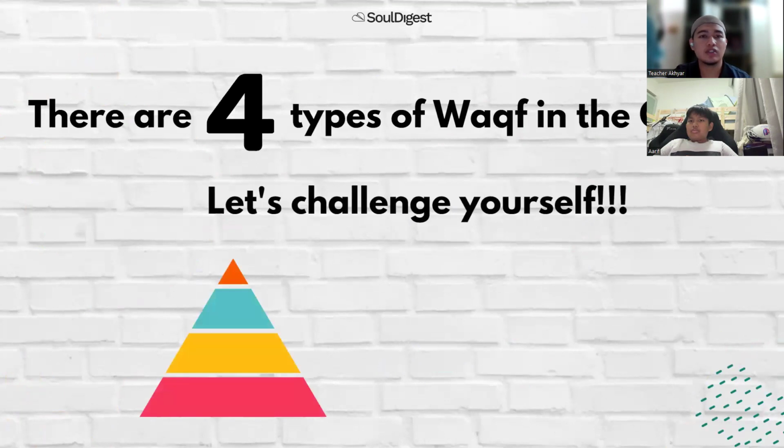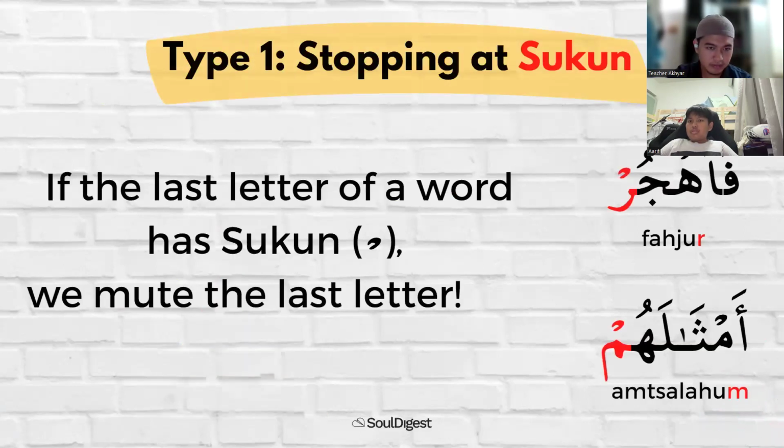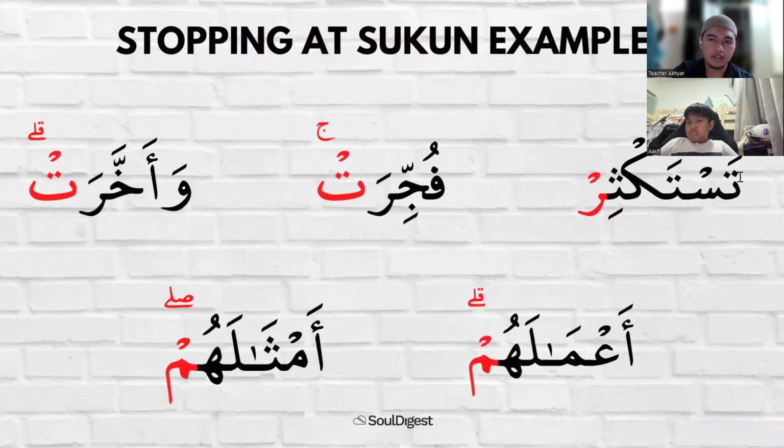There are a total of four types of waqaf. The first one, sukun. And always remember the symbol. Very easy, right? So how do we read with sukun? Just this one. Tah. Tak. Stir. Spud.